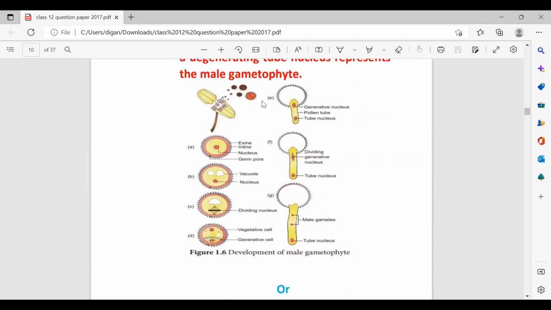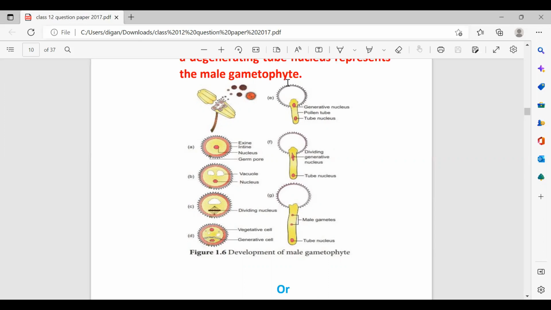In this microspore, the outer layer is called exine, and the inner layer is called intine. In the center, the nucleus is present, and this is the germ pore. Germ pore means the portion where the exine is absent. In the next stage, these are the vacuoles, and this is the nucleus. In the next stage, the nucleus is divided into two cells. One is called vegetative cell, another is called generative cell.